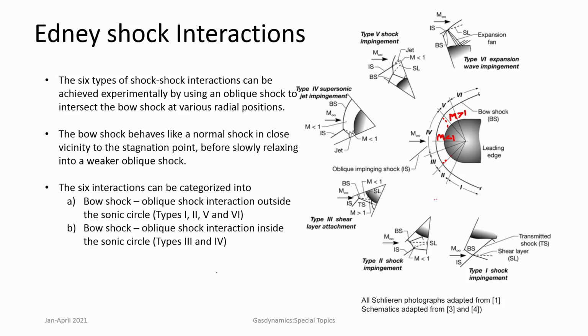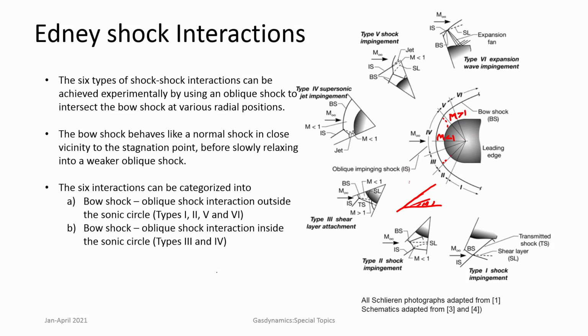Then what he did was use a shock generator, a simple wedge, and create a shock and let it impinge on this bow shock at different points, and therefore produce different shock interactions.